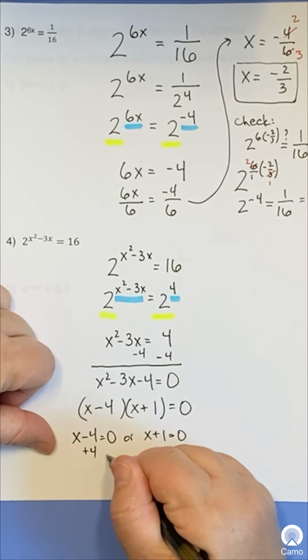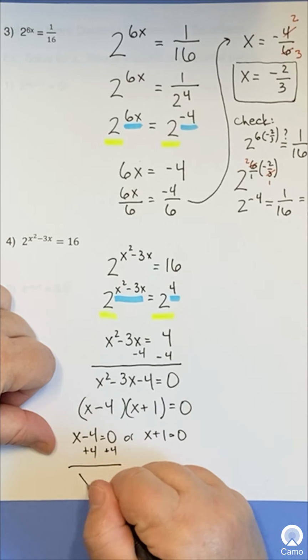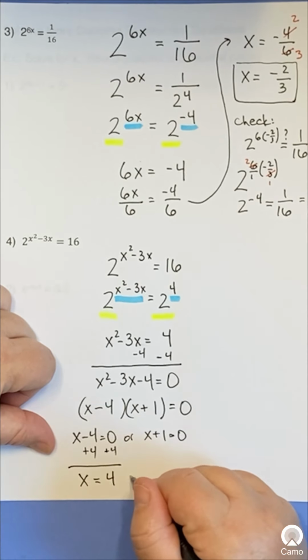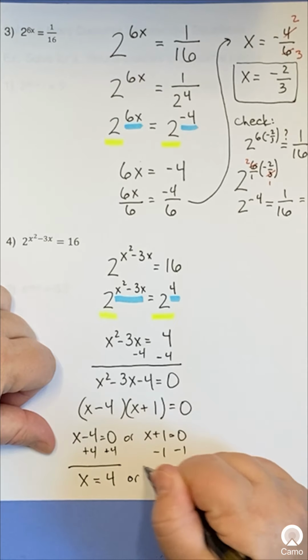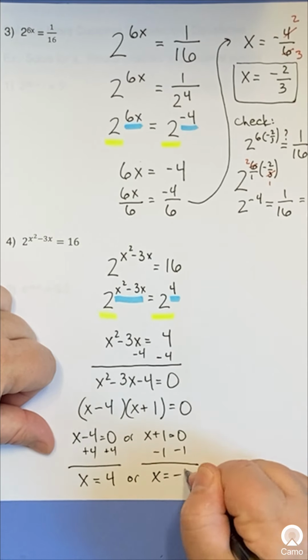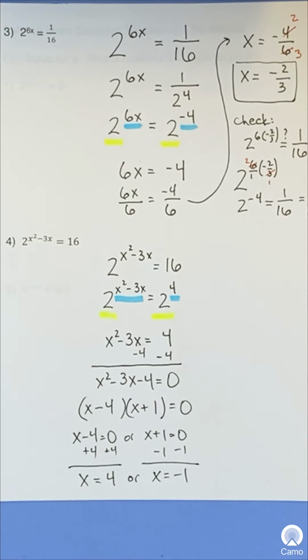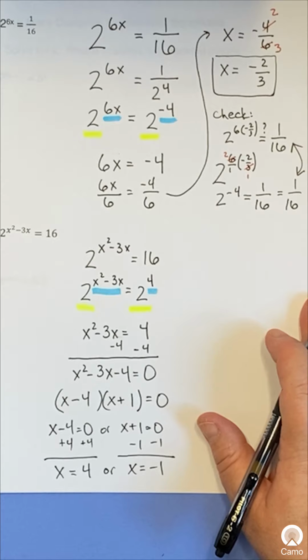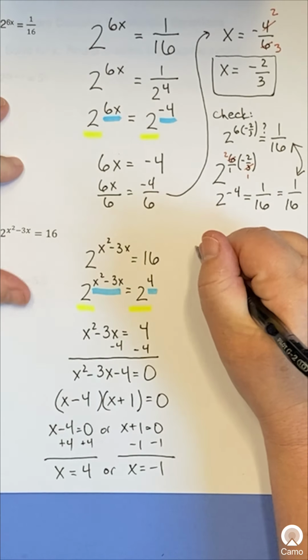Okay, plus 4, plus 4. So either x equals 4 or x equals negative 1. So far, so good? Woohoo! Shall we check? Always. Always check, especially when they're this complicated.